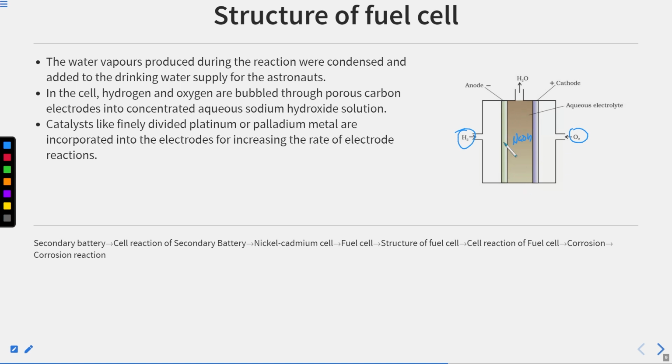So let us see what cell reaction goes on. The most important thing is the cell reaction. You can see very clearly here that it is benefiting us in two ways.